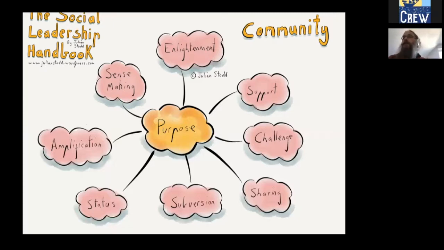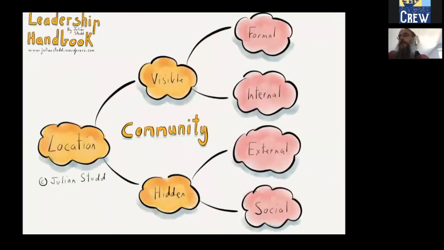Where do these communities sit? Well, this is a simplification, really. Some communities are visible. They may well be formal communities of practice that are set up by the organization. Team structures form communities in themselves. Different locations may be communities. So some communities are visible, formal, and internal. But many of the communities that we will be engaged in as social leaders will be external or semi-external to the organization. They will at the very least be permeable. And they may be entirely social. Indeed, many of the communities could be totally hidden to the organization itself.